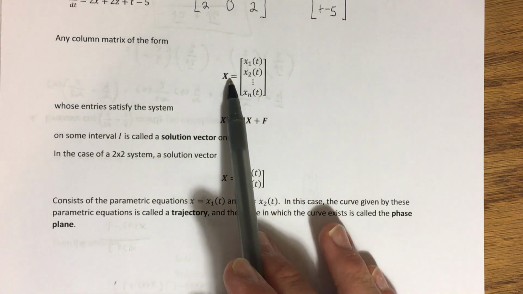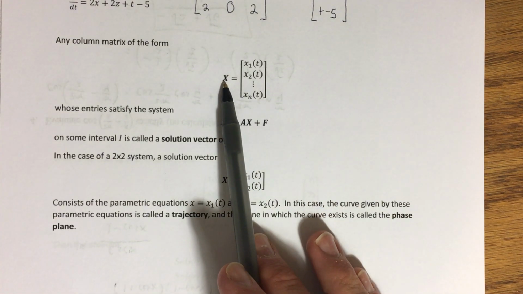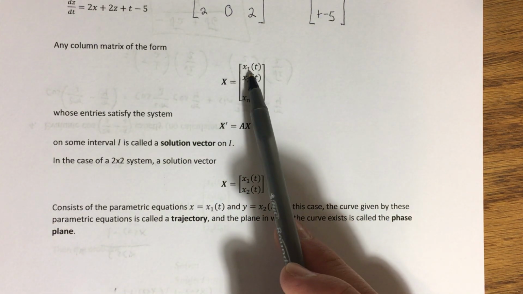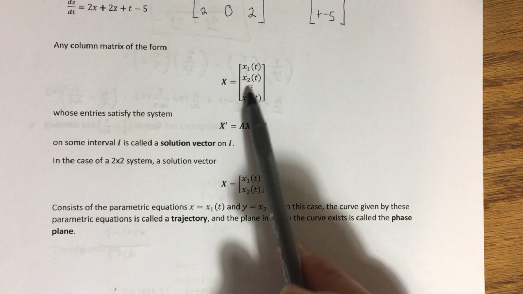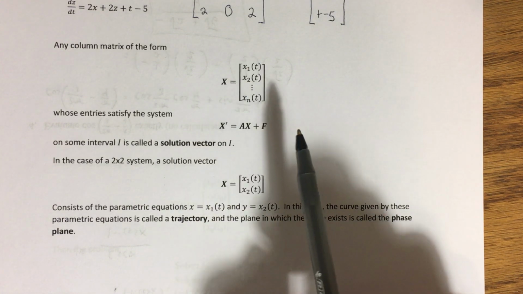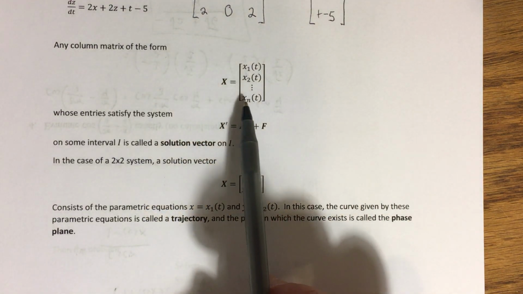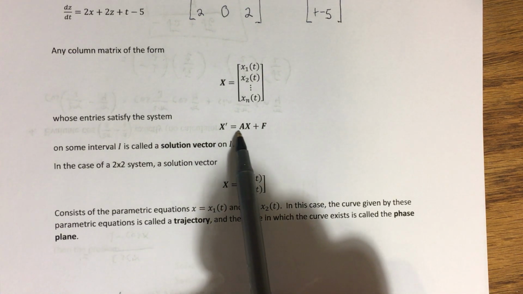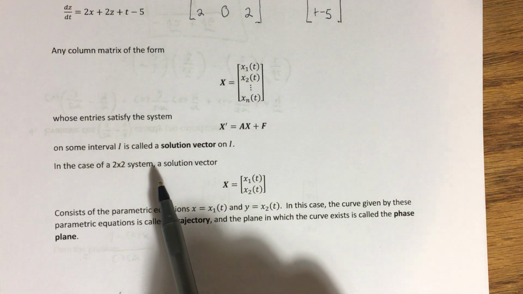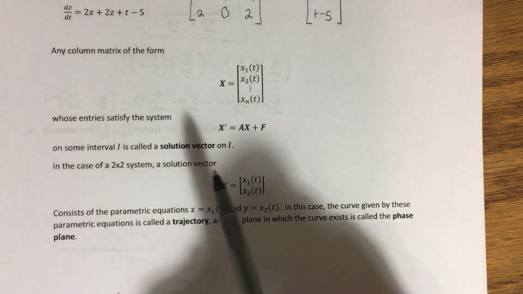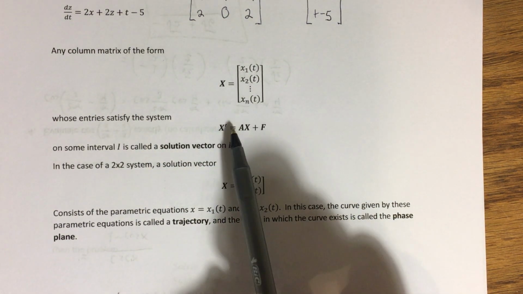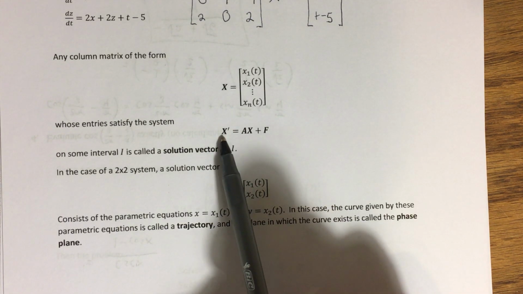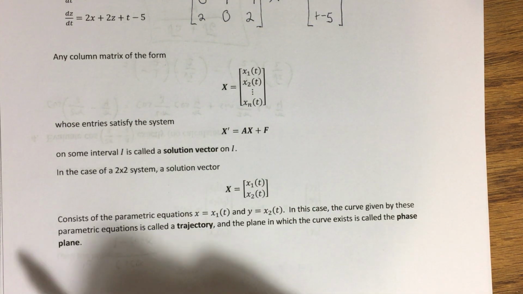So here's that matrix again, that capital X that we defined on the previous page, whose entries consist of all the functions that we're trying to solve for in our system. Okay. Now, any column matrix that has this form, if it satisfies this system of equations, remember this is the matrix form for a system of equations, then we refer to this thing as a solution vector. In particular, if it satisfies this on a particular interval I, then we say that this is a solution vector to this system on that interval I.